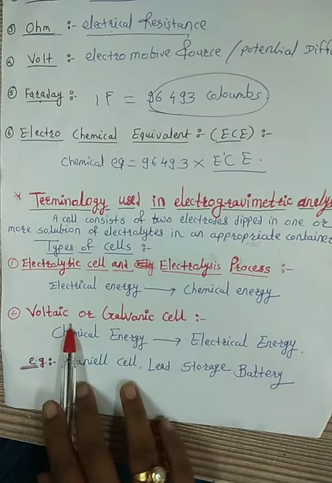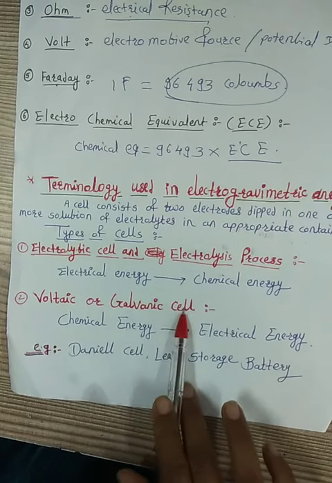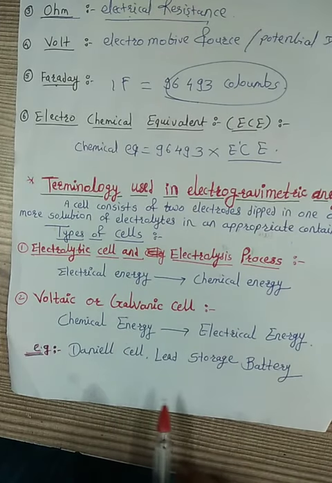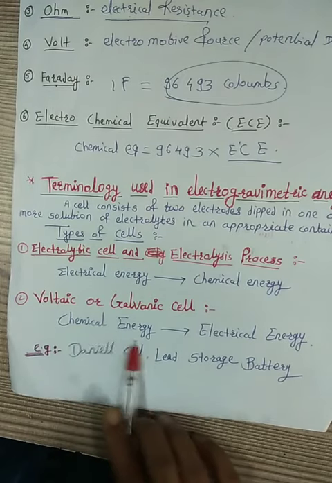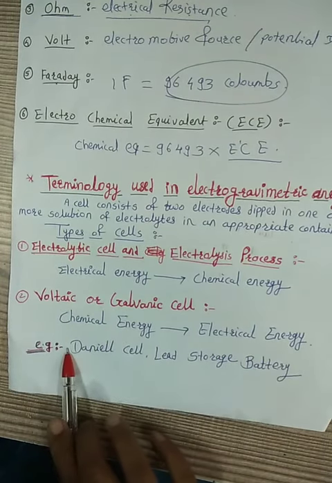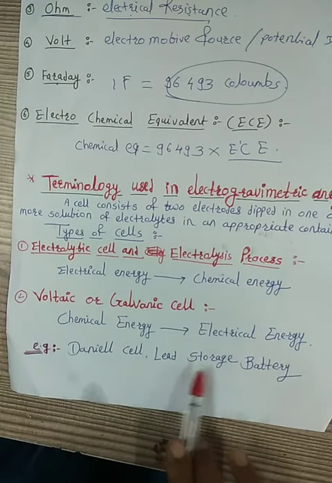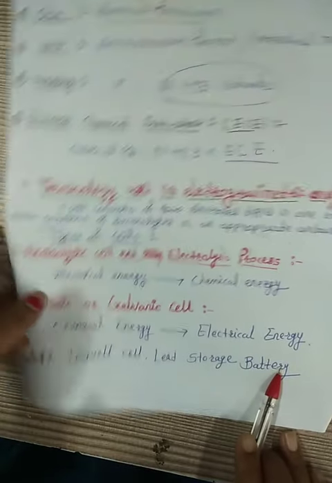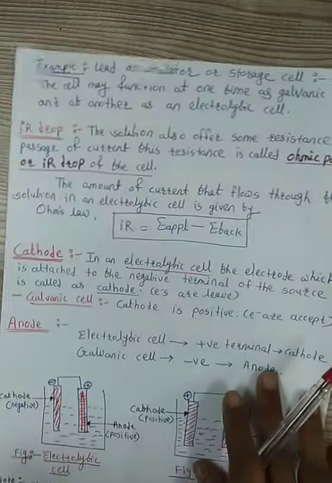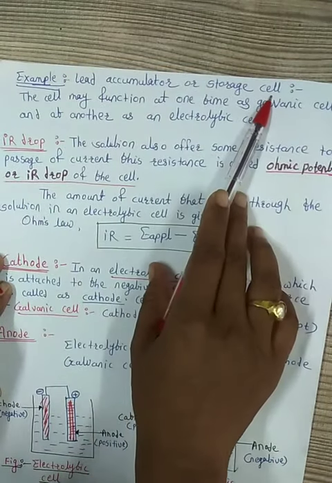So student, now we have to study the second cell, that is nothing but the voltaic or galvanic cell. This cell is completely opposite to the electrolytic cell. In this particular cell, chemical energy gets converted into electrical energy. Examples of the voltaic or galvanic cell are the Daniell cell or the lead storage battery. So in this particular case, for example, the lead accumulator or storage cell.